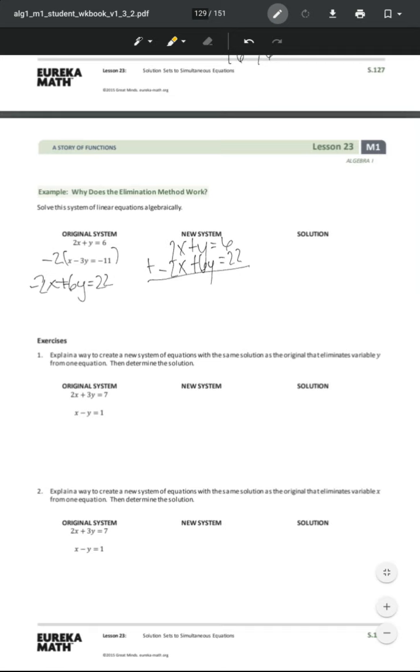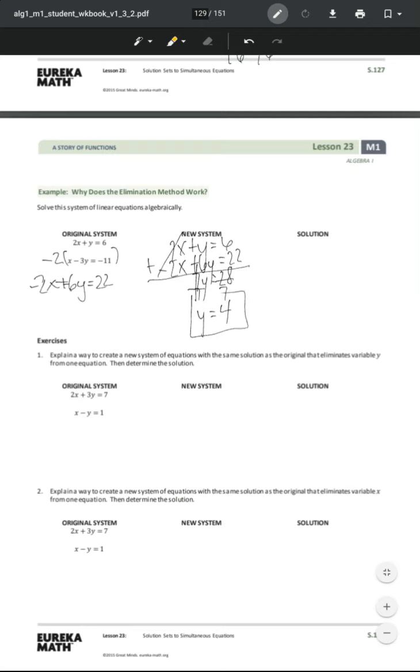So negative 2x and positive 2x, whenever I add those two together, they cancel each other out. y plus 6y gives me 7y equals 6 plus 22, which gives me 28. And then from here, we're going to solve it just like we would a single variable equation. So I'm going to divide both sides by 7. The 7's cancel here, and I get y equals 4.